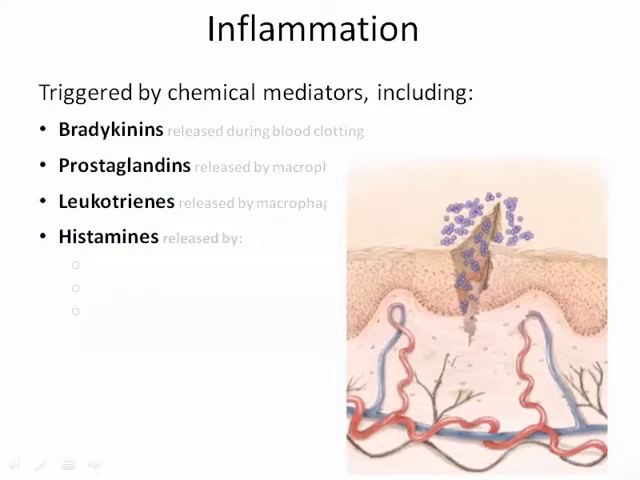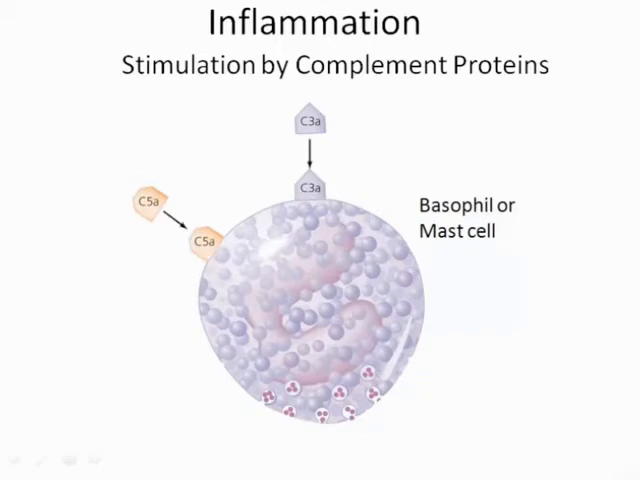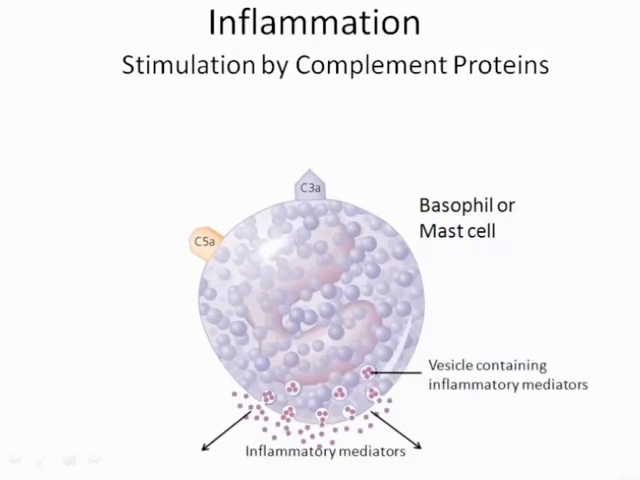Inflammatory mediators can be released in a variety of ways. Let's examine one. Basophils and mast cells are filled with vesicles that contain inflammatory mediators. Certain proteins in the blood that are produced following infections, particularly complement proteins C3a and C5a, attach to receptors on the cytoplasmic membranes of basophils and mast cells. This causes the vesicles to release their contents.